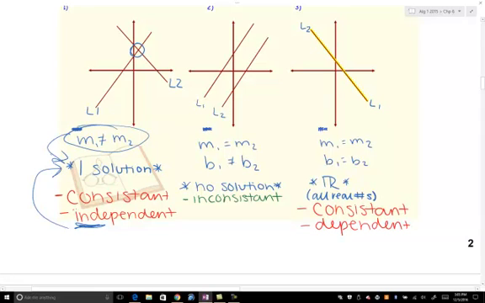If we have parallel lines, that means the slopes are the same and the y-intercept is different. We call that no solution, right? Because they're never going to share a point, and that's called inconsistent. And the last one, if we end up with the same line, that means the same slope and the same y-intercept. They share all the points, so the solution is all the real numbers, and that is consistent dependent. So those are the emphasis that we're talking about.